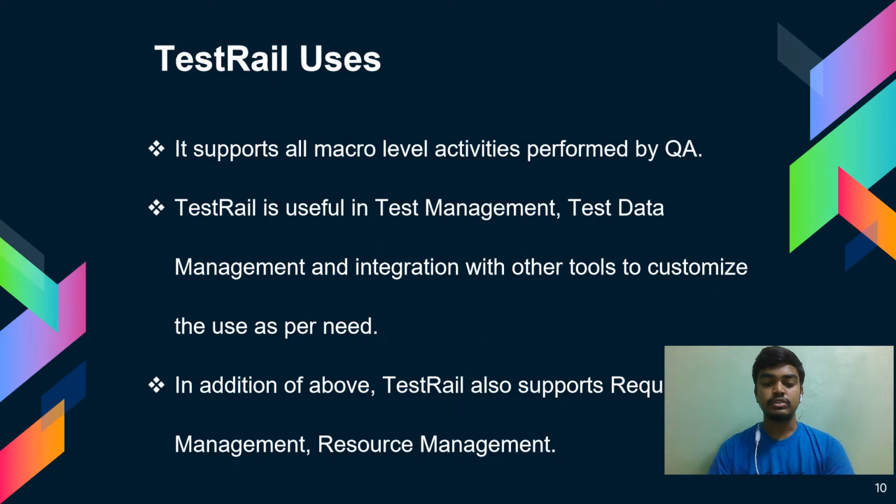The main uses of the TestRail tool. It is used in tracking all QA activities for the first phase of the software testing lifecycle. It supports all micro-level activities performed by QA. TestRail is useful in test management, test data management, and integration with other tools to customize it as per the user's needs. It supports all micro levels.